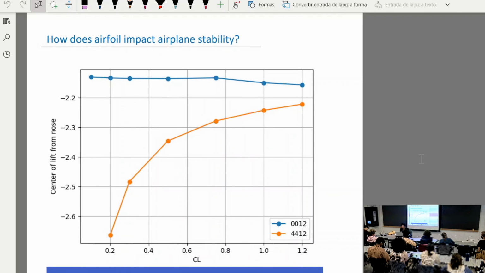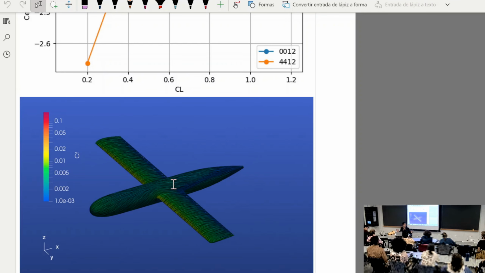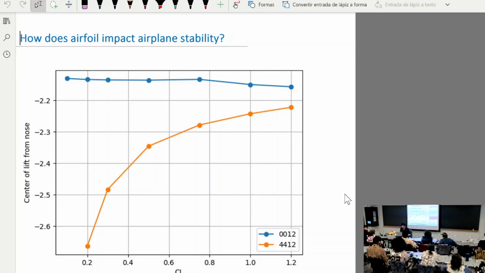This is actually a CFD calculation of an airplane like this, basically just a single wing. The two different cases are, one where the wing is a NACA 0012, a symmetric airfoil, and another a NACA 4412, a cambered airfoil. Here I have the CL. If I pitch the airplane at different angles of attack, I'm going to increase my CL, right? I also know the center of lift from the nose.